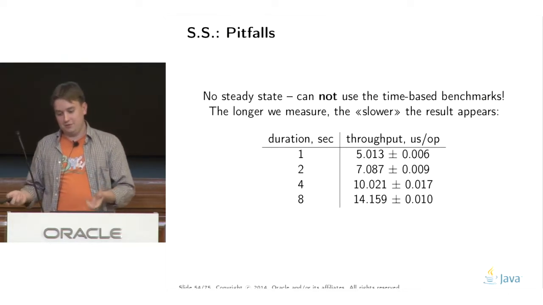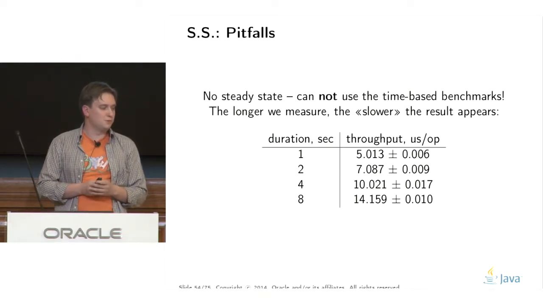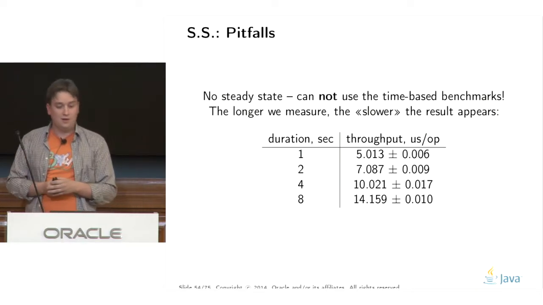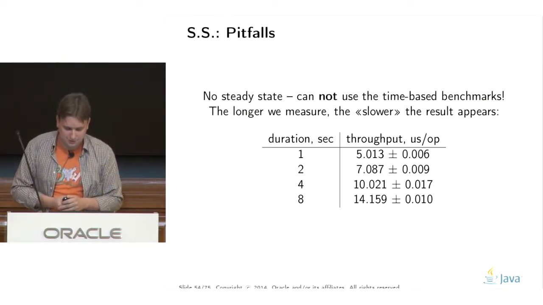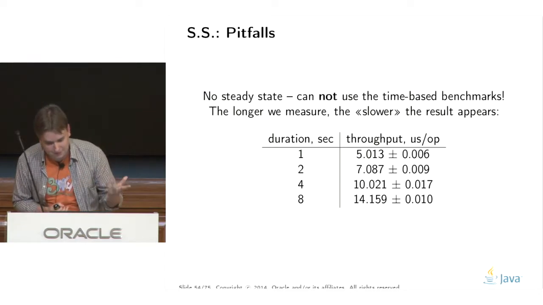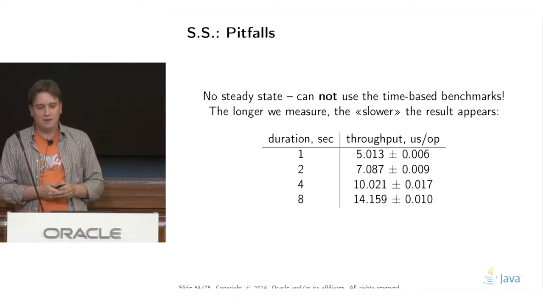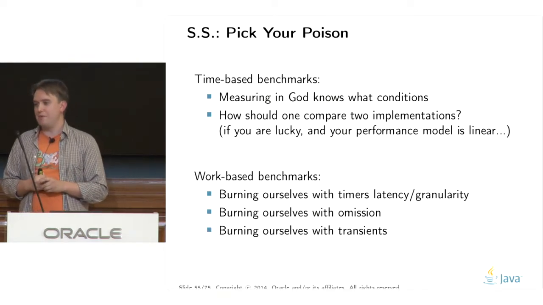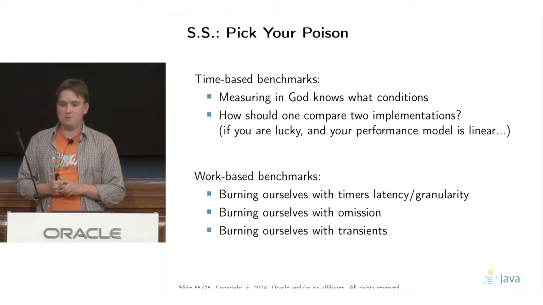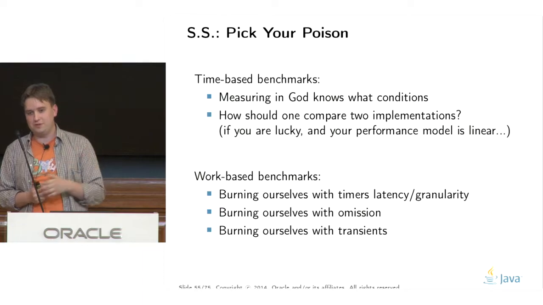In fact, if I do this kind of experiment, when I run this benchmark for 1, 2, 4, or 8 seconds, the throughput, sorry, it's not throughput, it's average time. That's microseconds per op. It gets slower and slower and slower. And when you don't have steady state, you are faced with 2 bad options. The first bad option is to do a time-based benchmark, meaning run for the desired amount of time.